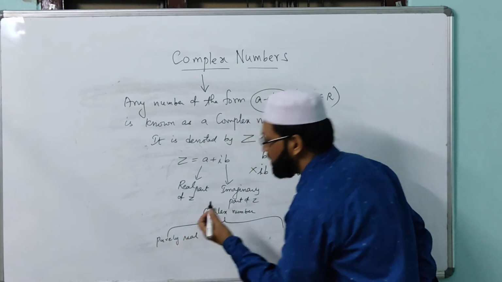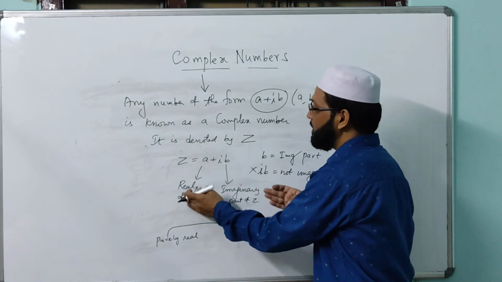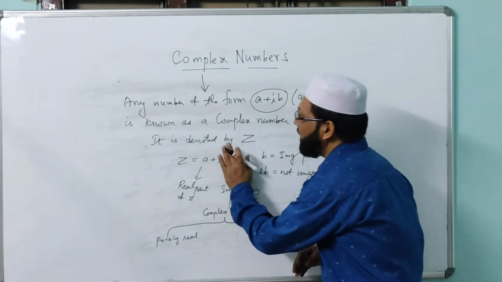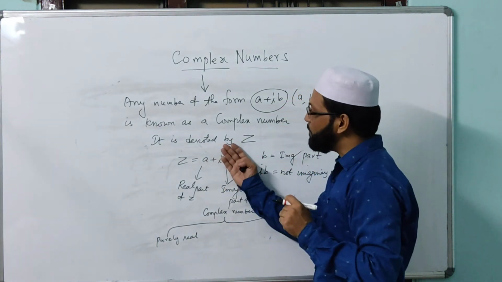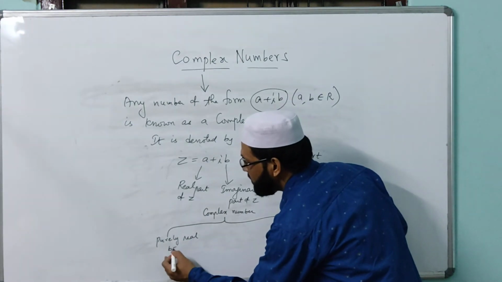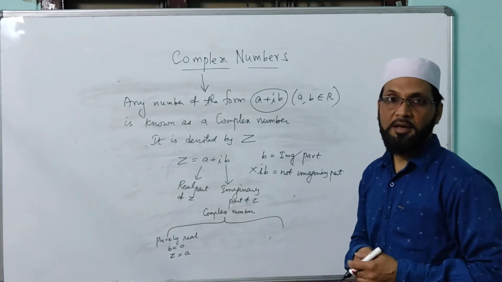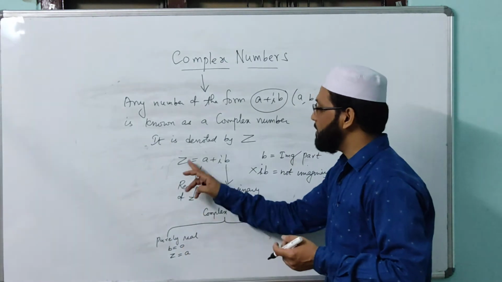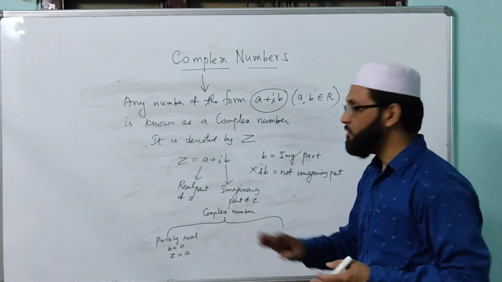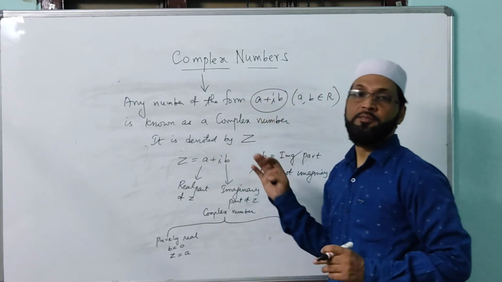A complex number consists of both a real part and an imaginary part. If the imaginary part becomes 0, if the value of b is 0, then we have z equals a. So when b equals 0, we get z equals a, and we know a is a real number. So we call the complex number purely real whenever the imaginary part is 0. And whenever the imaginary part is 0, the complex number becomes z equals a.